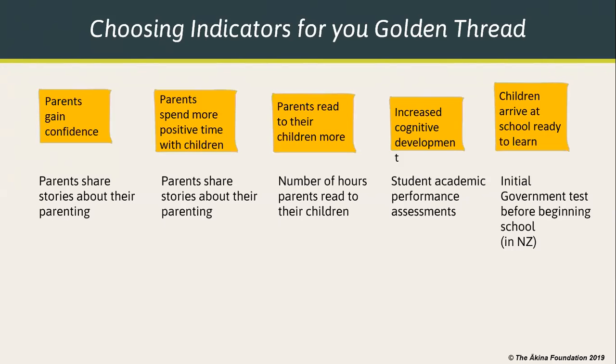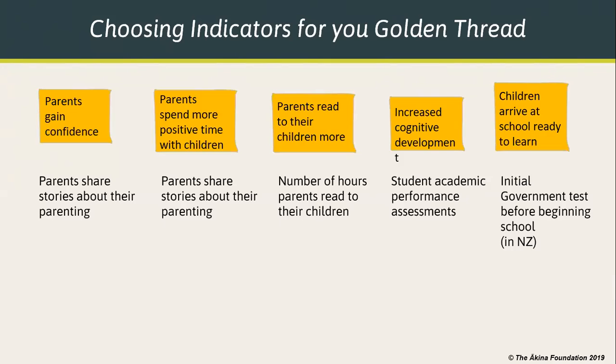And a couple of them were ones that I mentioned to you before. So parents are gaining confidence. An indicator for that is that parents share stories about their parenting. Parents spend more positive time with their children. The indicator is that parents share stories about their parenting. So there we've got the same indicator. We can be quite confident that that indicator is useful for both of those. Parents read to their children more. That one we need to actually have them tell us what they're doing. So the indicator is the number of hours parents read to their children.